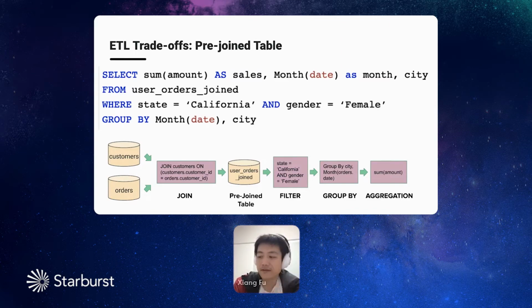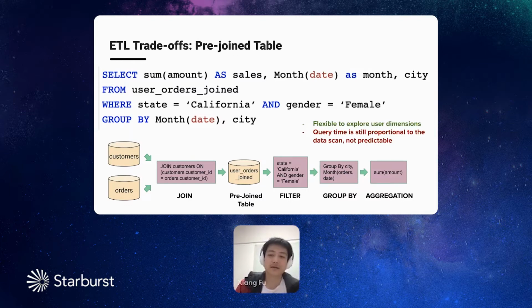Say if we want to see the average order amount per month for male customers in Los Angeles, or for female engineers in every city, then you can quickly just do a filter, then do a group by, then do the aggregation.